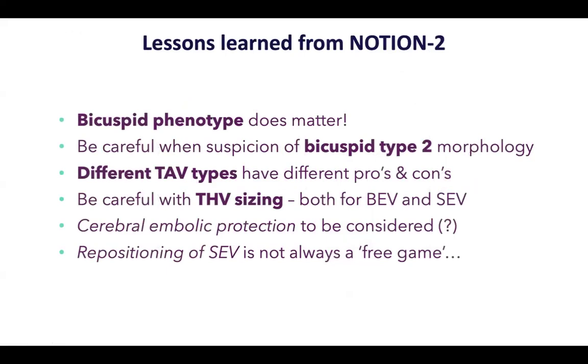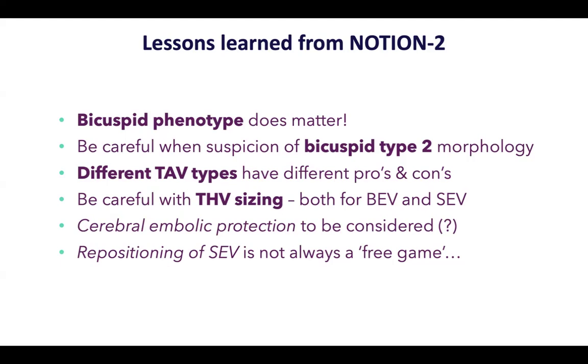So as lessons learned from Bike Notion 2, bicuspid phenotypes do matter, whether it's a type 0 or type 1 or type 2. It's very important that you look at the anatomy in detail. If it's a type 2 bicuspid, be careful. Different valve types have different pros and cons. Balloon expandable is maybe the easiest, but has the highest risk of annulus rupture, so be careful with your sizing.